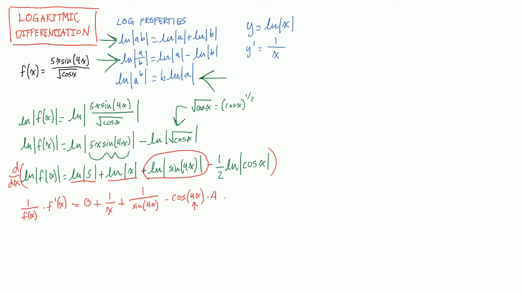And then we've got one final term, this 1/2 natural log of cosine x. So then 1/2 stays there. And then we take the derivative of the natural log of cosine x, which is also a compound function. So we have to multiply by the derivative of the inside, which is just sine x.